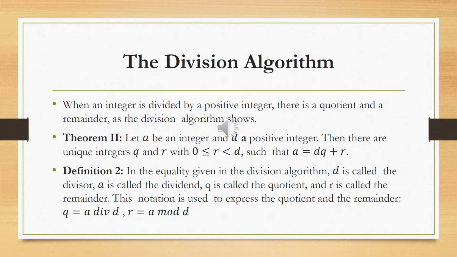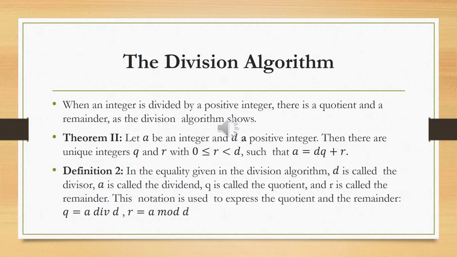When an integer is divided by a positive integer, there is a quotient and a remainder, as the division algorithm shows. Theorem 2. Let a be an integer and d a positive integer, then there are unique integers q and r, where r is between 0 and d. So then we can write a is equal to dq plus r.